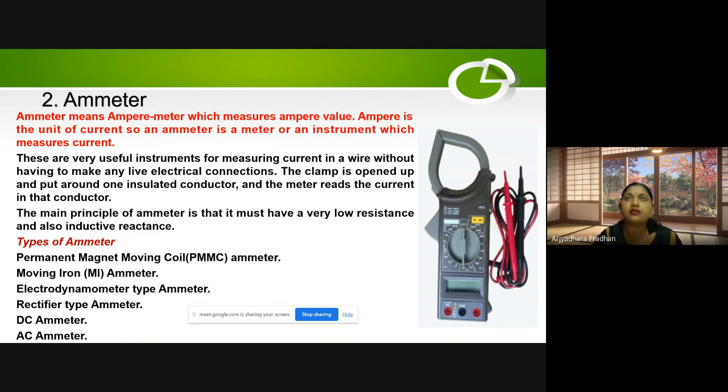Again, like voltmeters, there are different types of ammeter. We have a permanent magnet moving coil ammeter, moving iron type ammeter, electrodynamometer type ammeter, rectifier type ammeter, DC ammeter, and AC ammeter.